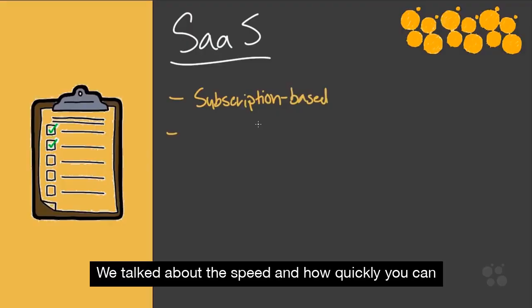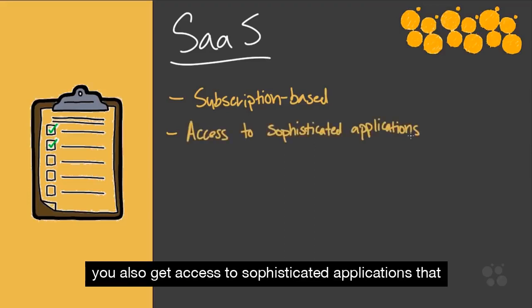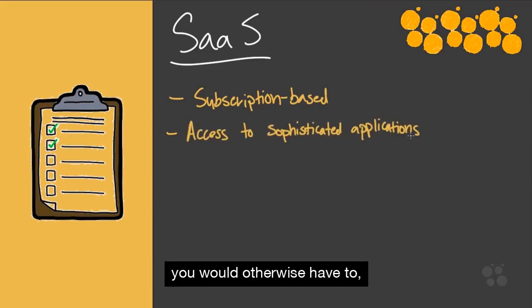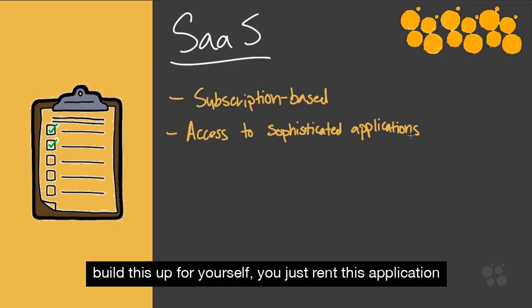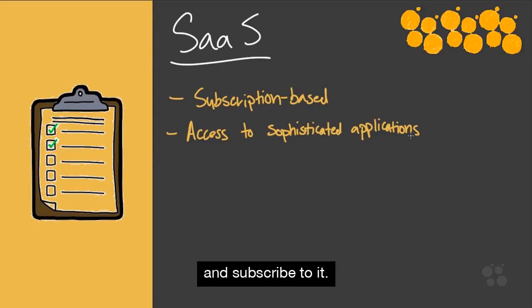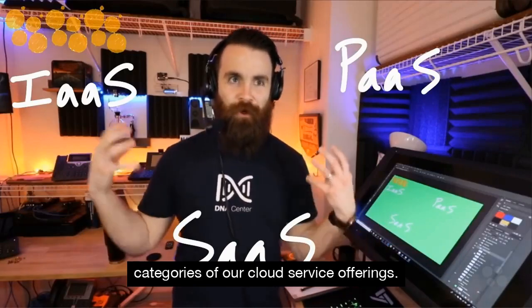We talked about the speed and how quickly you can get up and running with a software as a service, but you also get access to sophisticated applications that you would otherwise have to pay to develop. So essentially, instead of paying for all the resources to build this up for yourself, you just rent this application or subscribe to it. And these are the very broad categories of our cloud service offerings.